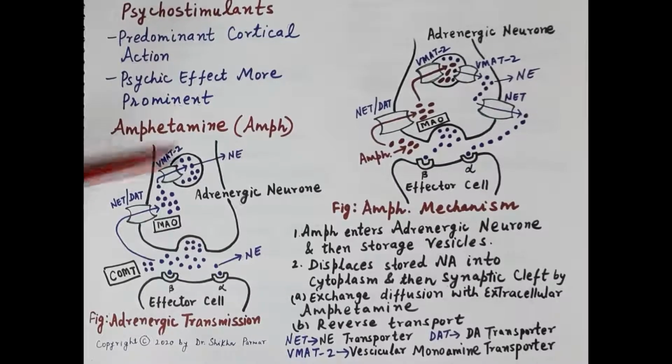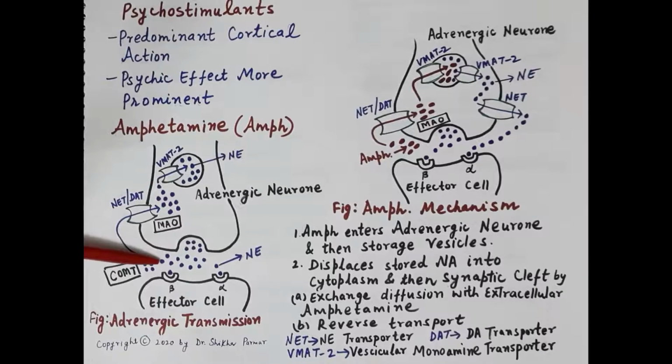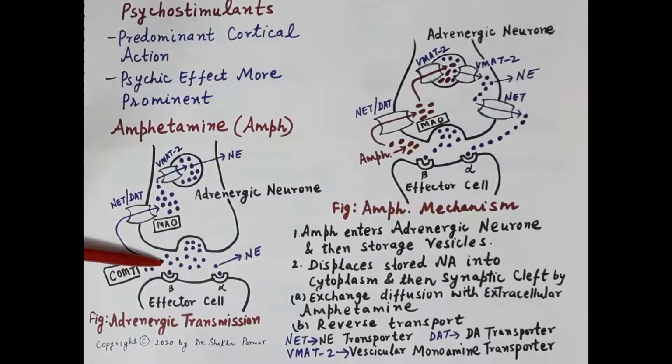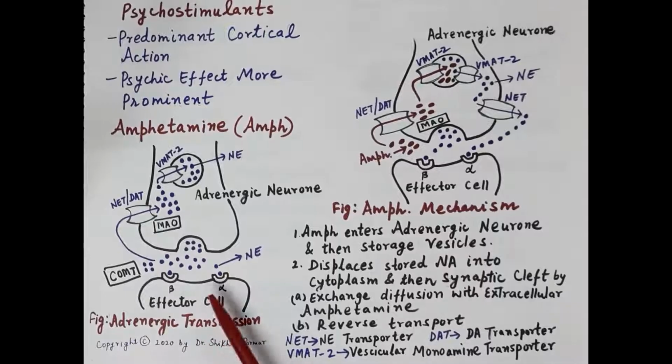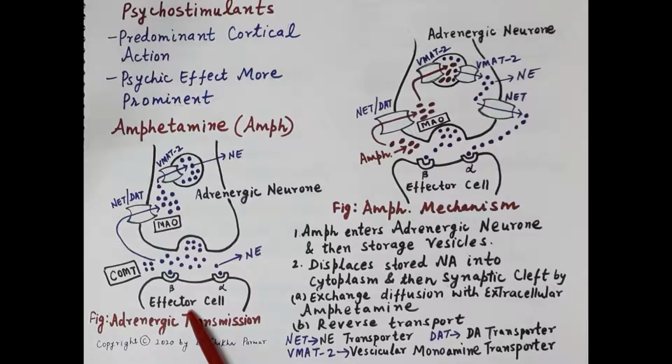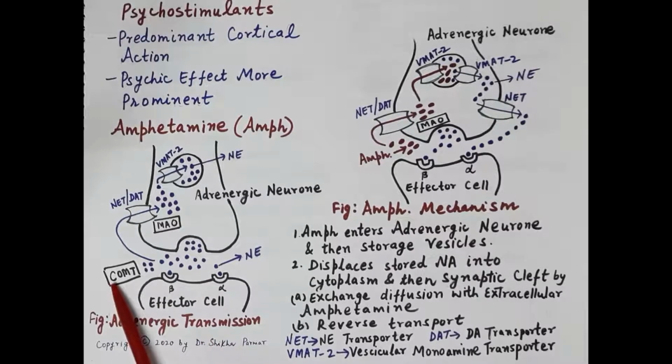Now, the norepinephrine or the noradrenaline is stored in this synaptic vesicle. As soon as the action potential arrives and reaches the adrenergic neuron, this adrenergic neuron gets depolarized and there is a release of noradrenaline or norepinephrine in the synaptic cleft. This norepinephrine binds to its alpha and beta receptor, produces this pharmacological effect, and after that, norepinephrine is metabolized by the enzyme catechol O-methyl transferase.